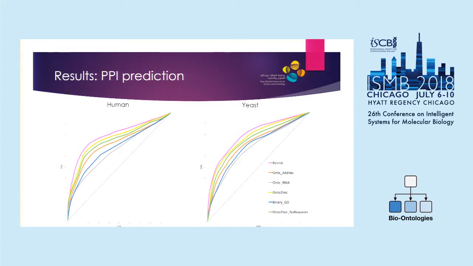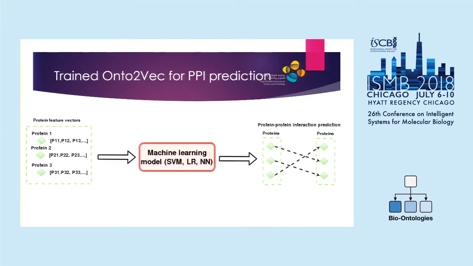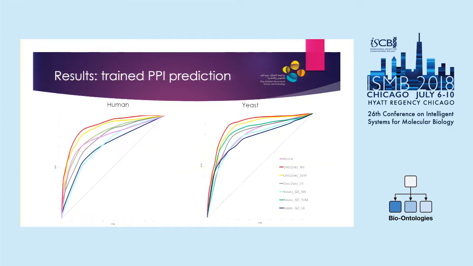So we decided to use something more powerful and more sophisticated, and that is training a machine learning model on our vectors and then using this model to predict protein-protein interaction. We trained three different models: SVM, neural network, and logistic regression. Then we did the same thing. We predicted protein-protein interaction and compared to Resnik and other methods. The results show that when our model is trained with neural networks and SVM, which are the two top curves here, it performs much, much better, and there is a significant improvement over what you can obtain with Resnik, for example.